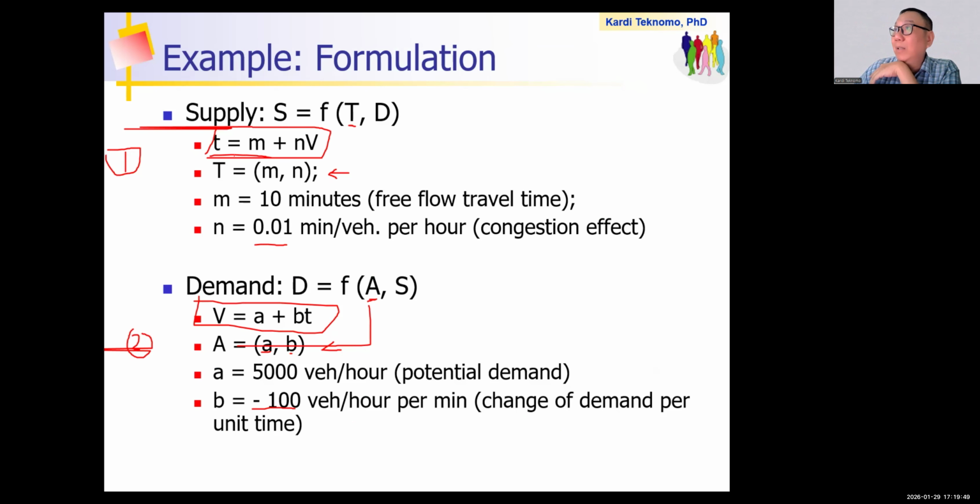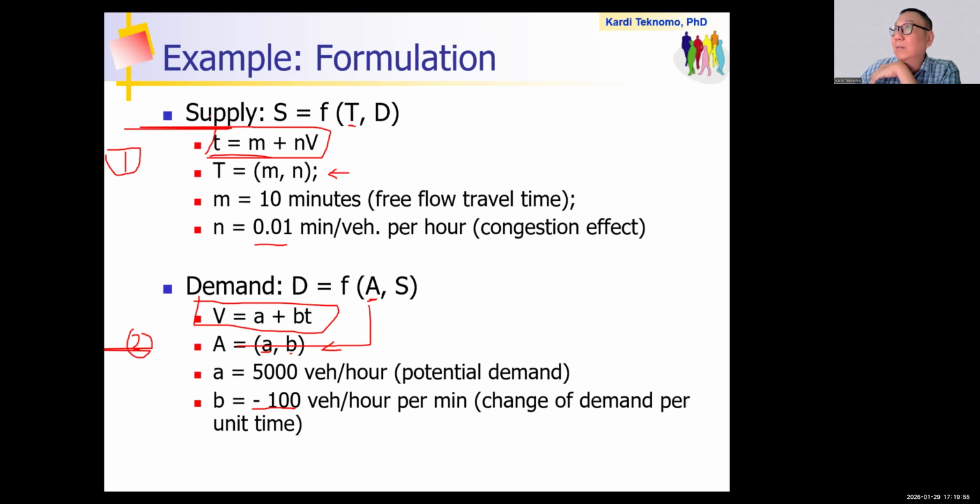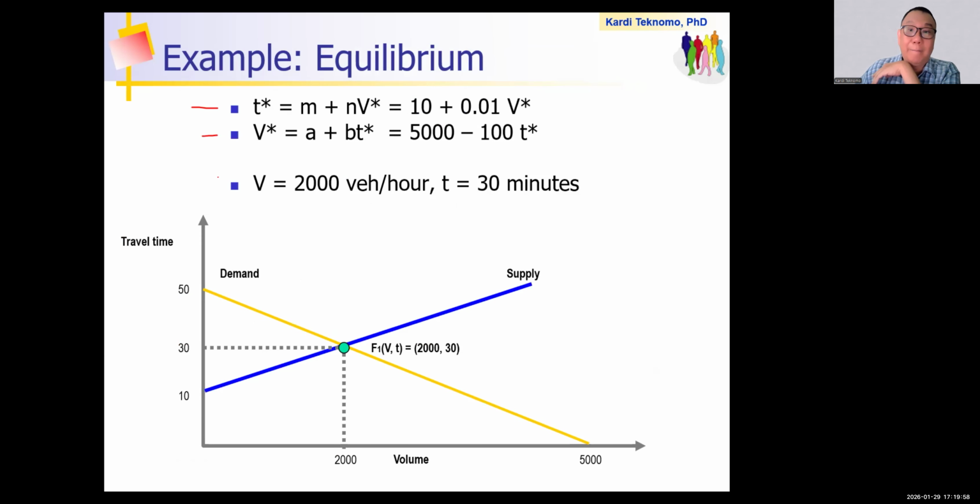So let's put them together in one. This is the supply and this is the demand. If you put them together, what will you get? You will get this point. You have two equations and two variables, right? So you can use elimination to get V and T. You get 2000, and T is 30 minutes. So you get 2000 volume and 30 minutes.